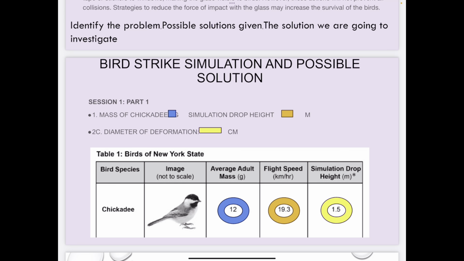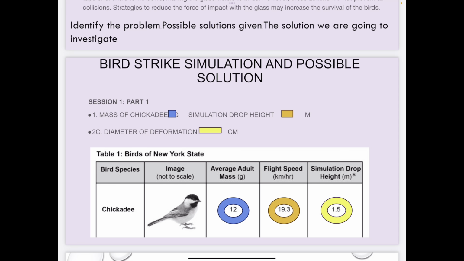The average adult mass of a chickadee is only 12 grams, right? And I really need you to recognize that that is a crazy small number. Birds are extremely, extremely lightweight. Their bones are hollow, and they don't have a lot of muscle. Their skeletons are very, very small. So they are really, really light birds.